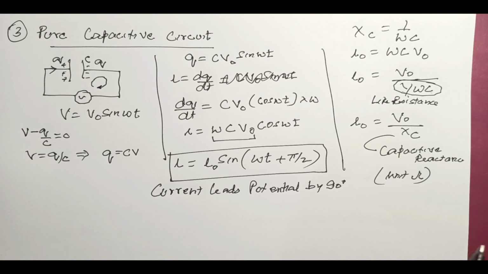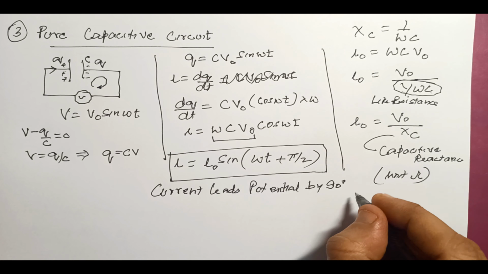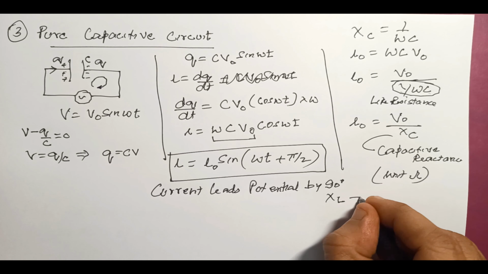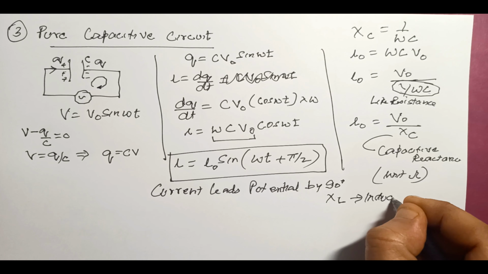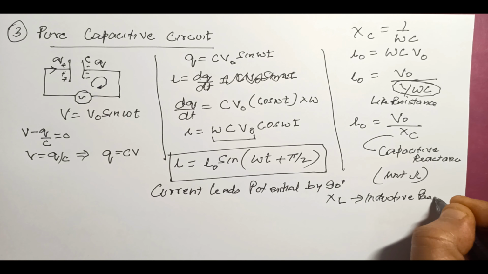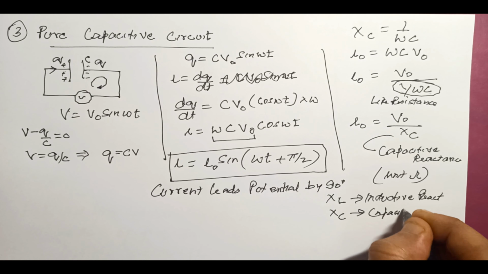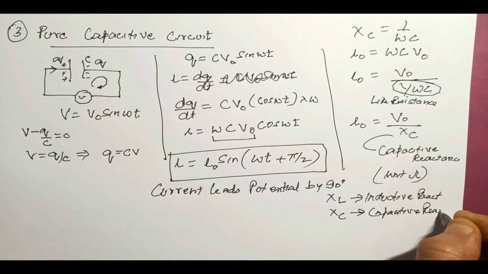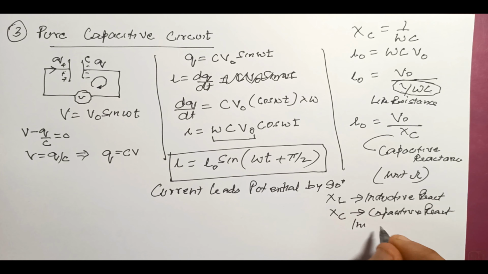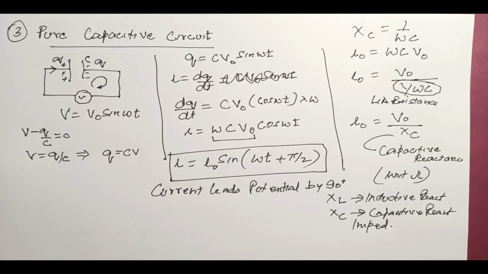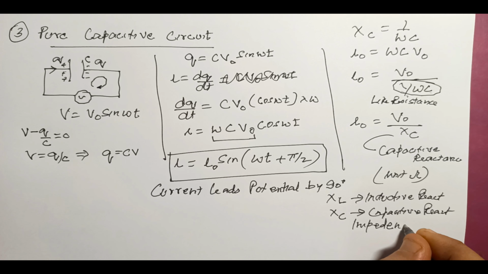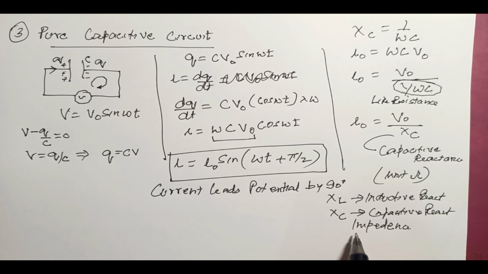One more thing to note: earlier it was XL, inductive reactance. When it was XC, it was capacitive reactance, correct? When both are used, we term it impedance. When we use capacitance, XC is capacitive reactance, and XL is inductive reactance.